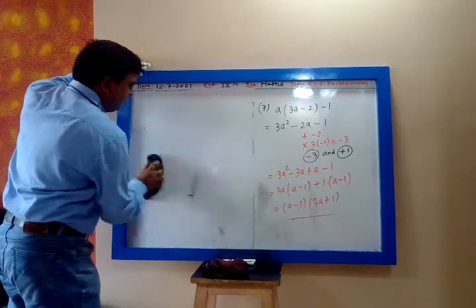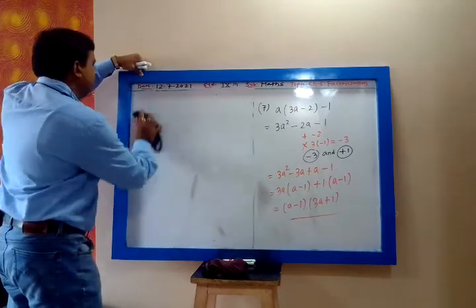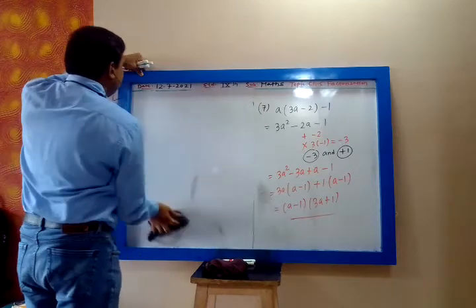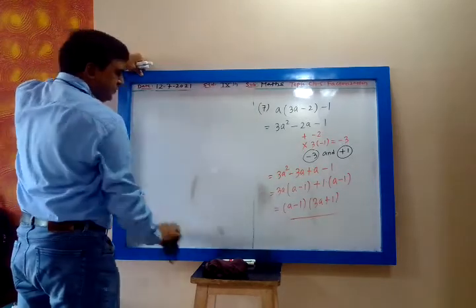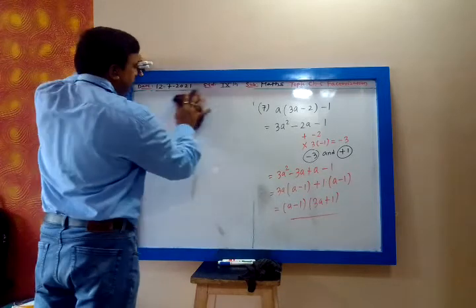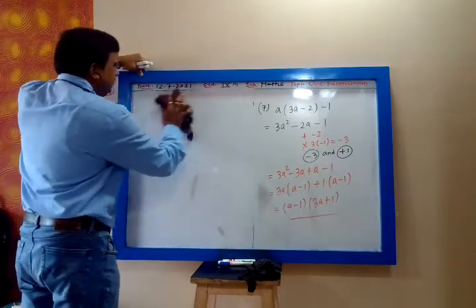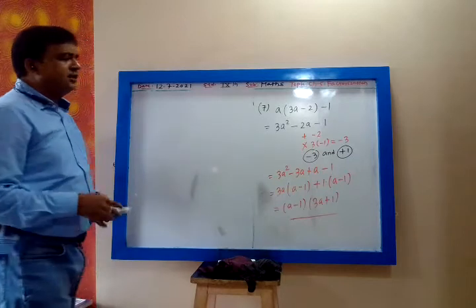Whenever you see the quadratic, you identify whether coefficient is 1 or coefficient is not equal to 1. If coefficient is 1, then sum should be B and product should be C. But whenever coefficient is not 1, sum should be B, product should be A into C.